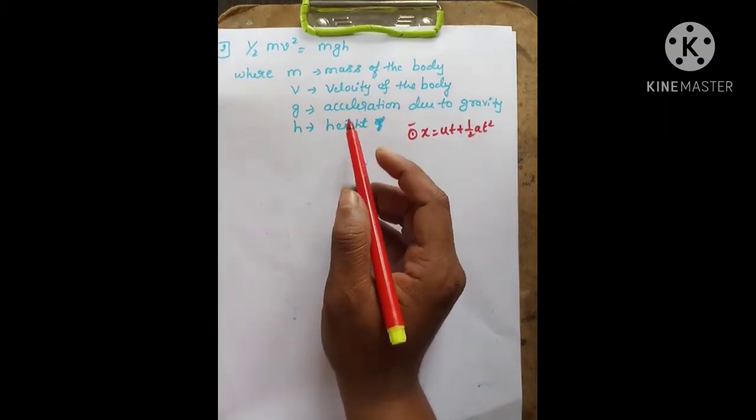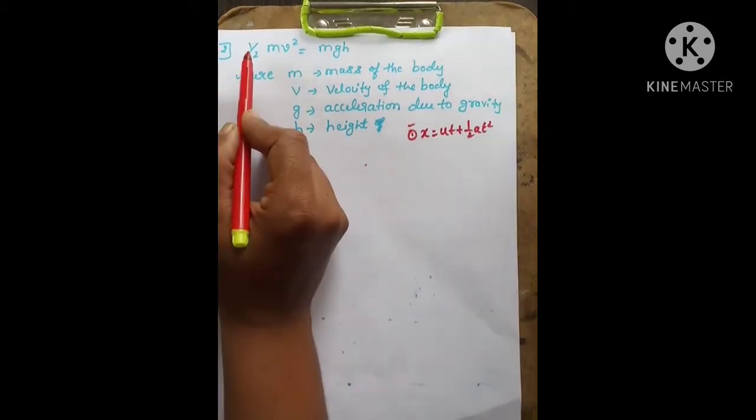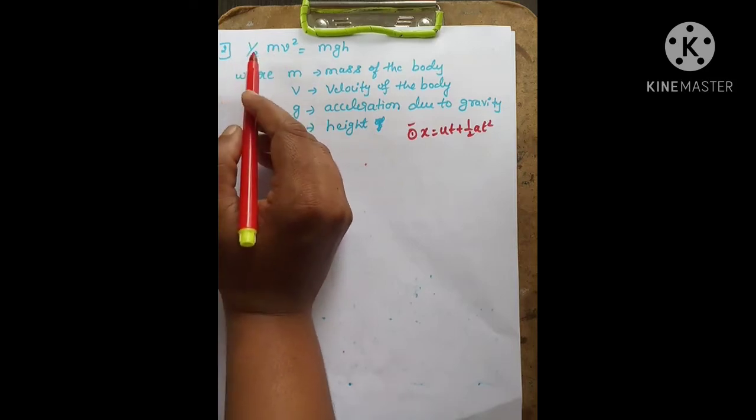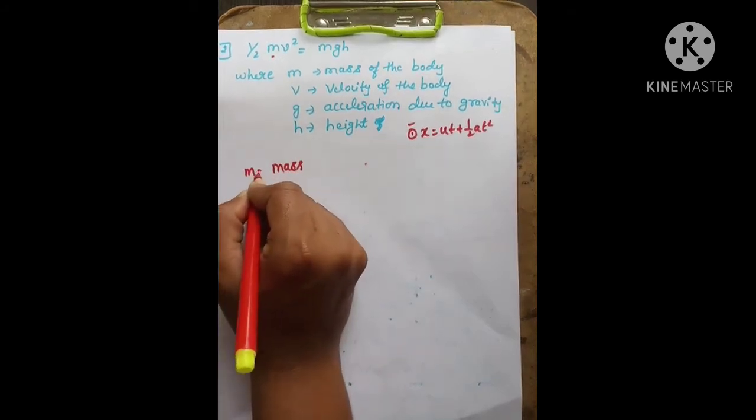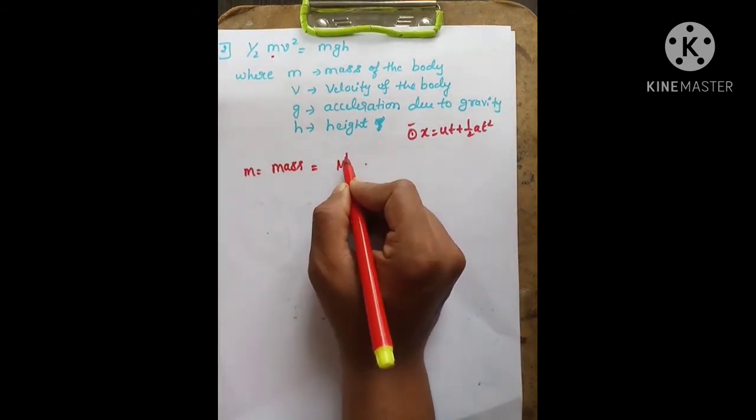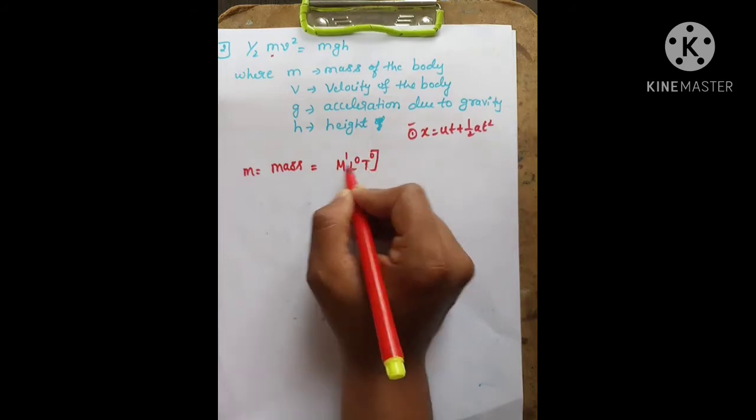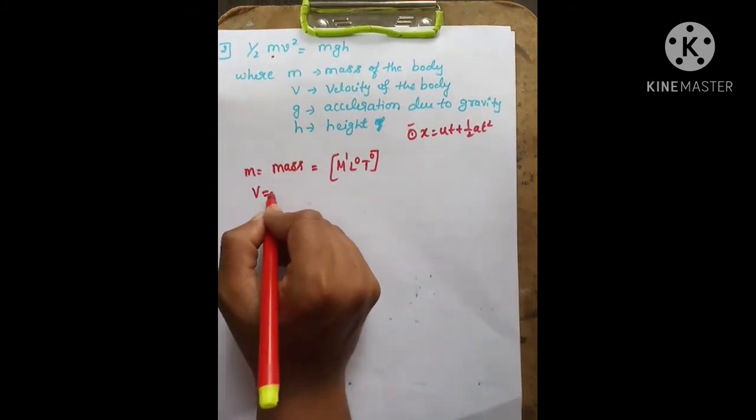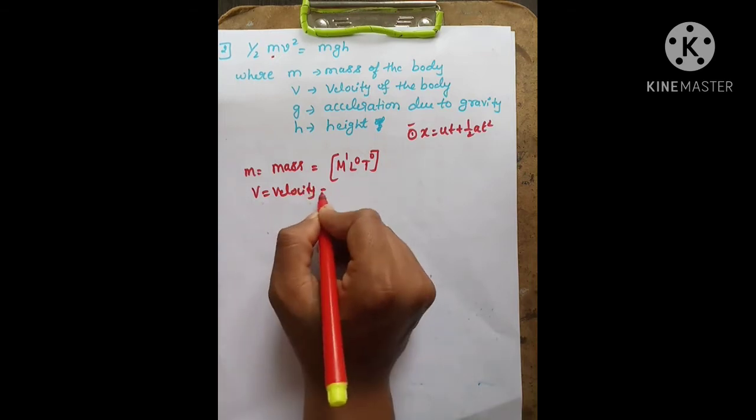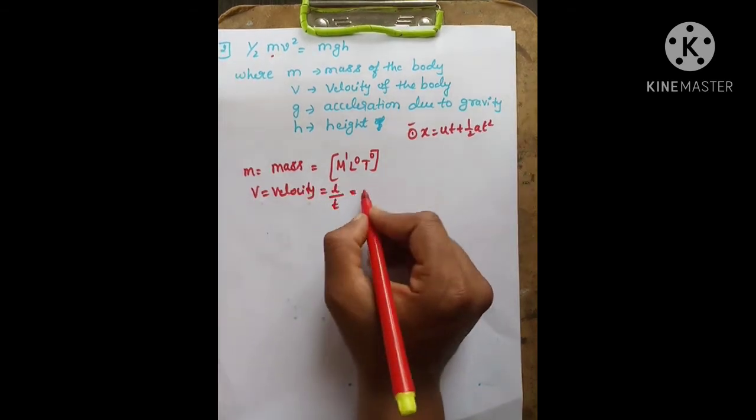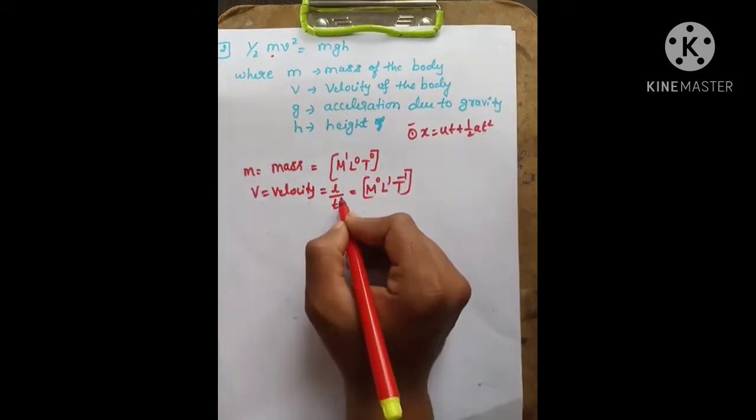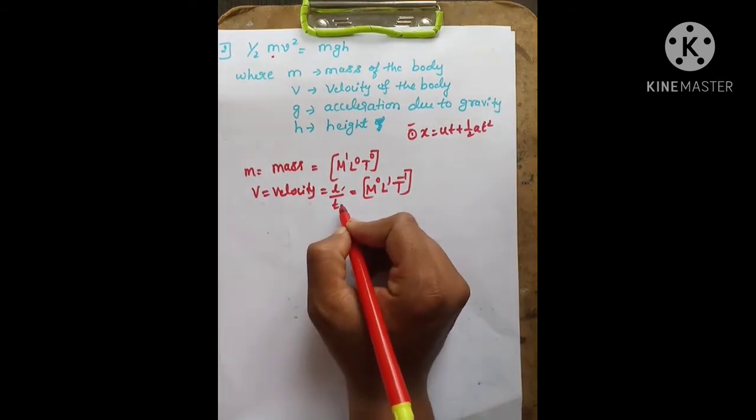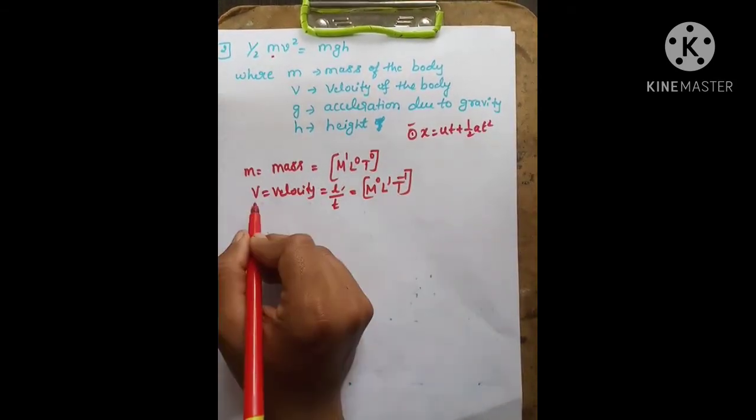Now first we are writing the dimensions of each term. We neglect the numerical numbers. First we are taking the mass. M means mass, which is M1, L0, T0, because there is no length and time. Velocity means displacement by time taken. Therefore, M0, L1, T to the power of minus 1, because this T goes to the denominator, it becomes minus 1. This is the dimensions of velocity.